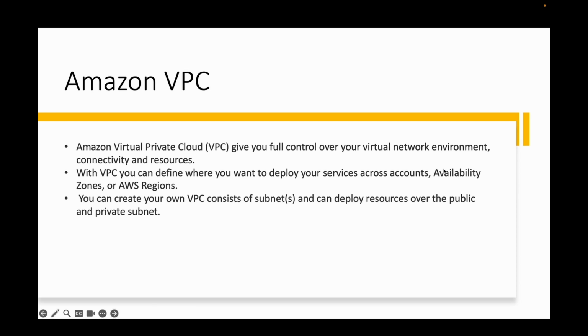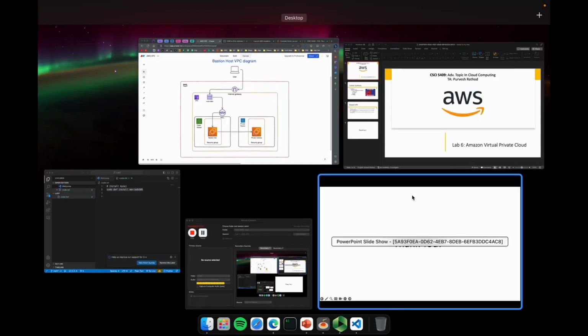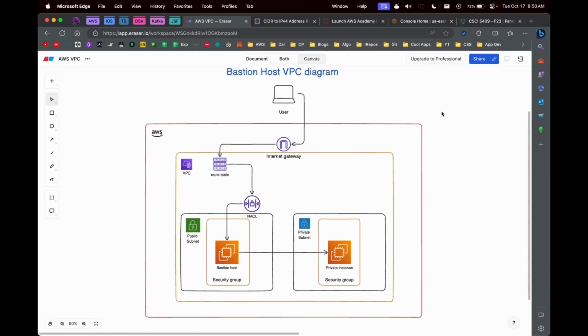You might already know the AZ and AWS region, so I'm skipping that part. Now, hands-on. In this lab, we are going to implement this. This is the user, let's say a developer, and we have two subnets, one public and one private, and we are deploying two EC2 instances, one in private and the second in public. We also have an internet gateway, route table, and NACL.